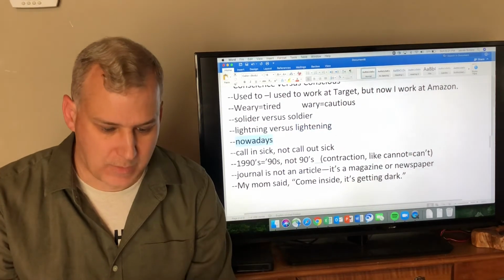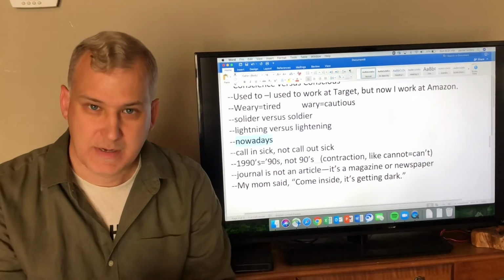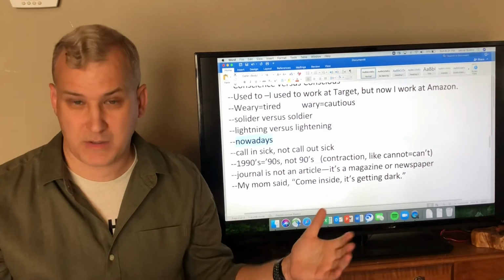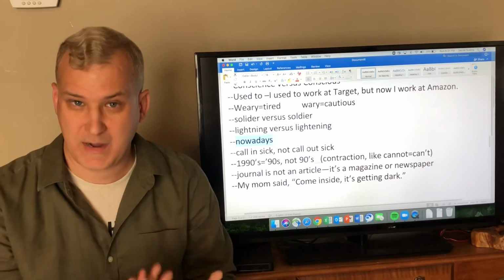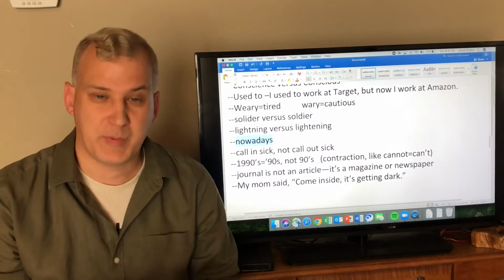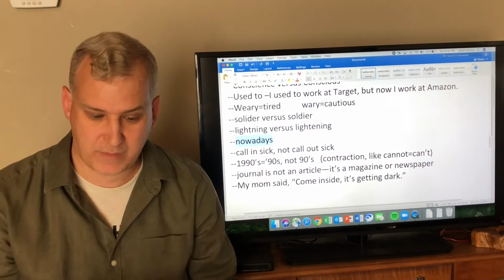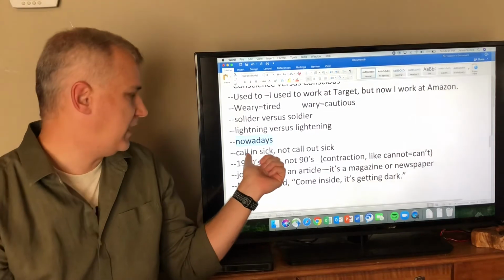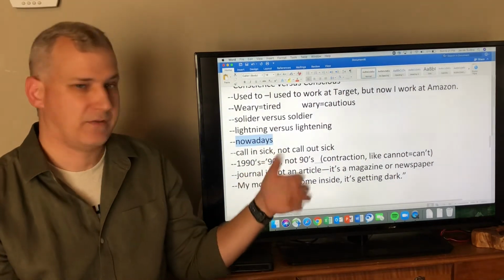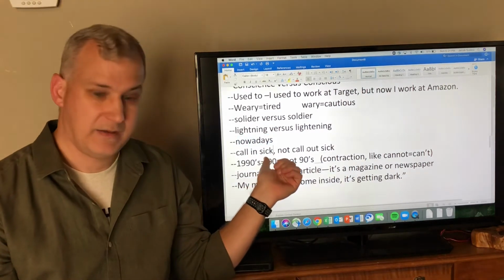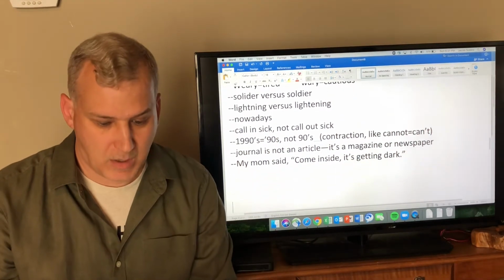The next one I want to talk about is nowadays. Nowadays is a word. It means in current times, in contemporary times, right now, in the time period we're living in right now. Nowadays most people don't have landlines because they have cell phones. Nowadays is one word, and this is how you spell it: nowadays. People say nowadays and write nowadays, and that's how you spell it.